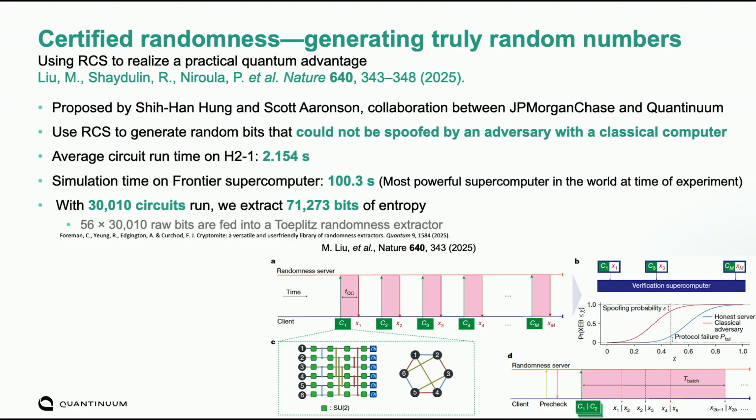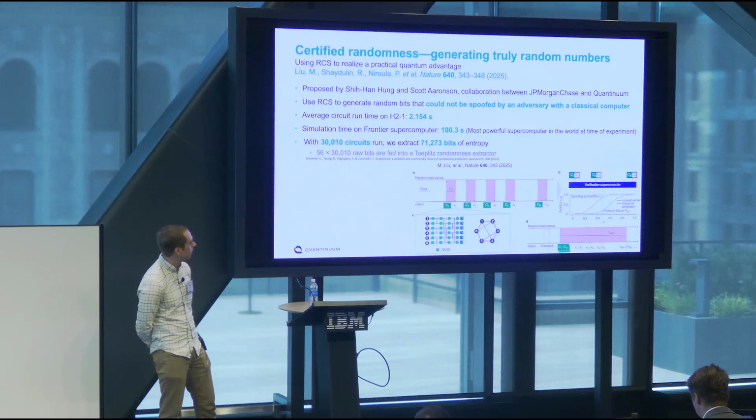And so we actually performed this protocol in collaboration with JP Morgan Chase. And essentially how it worked is that JPMC would submit a random circuit to us, and at the same time they submitted it, they would start a stopwatch. And then we would receive that job, run on our quantum computer, measure the results, send the results back to them, and then as soon as they got the results, they would stop their stopwatch. They did this a bunch of times, and on average, that circuit runtime was about 2 seconds on the H2 device, and that includes communication overheads.